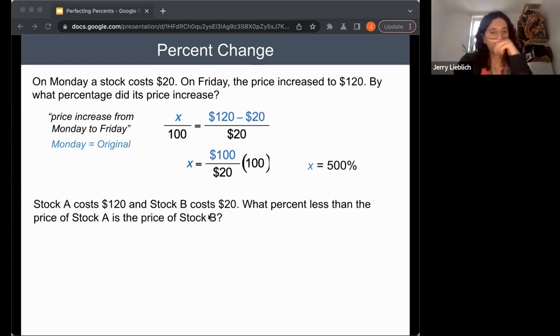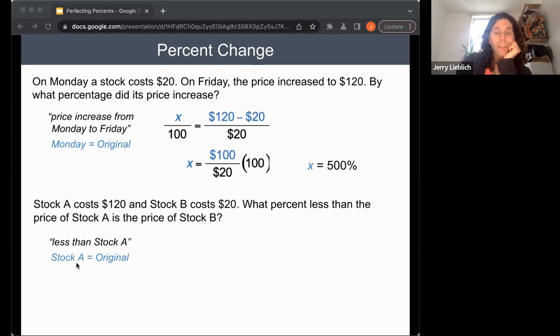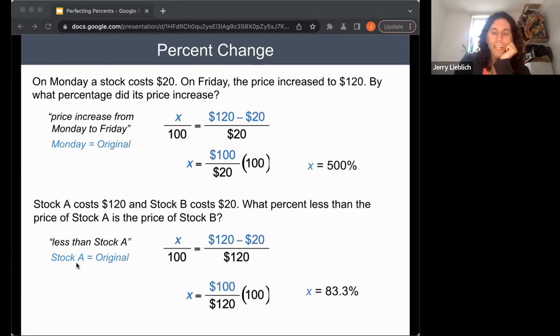The second one, we've got the same numbers, but now we have to say what percent less than the stock price of A is the price of stock B. So A is the one that comes after the word than. So that's going to go in our denominator. When we solve it out, we get 83.3%. Questions or thoughts?